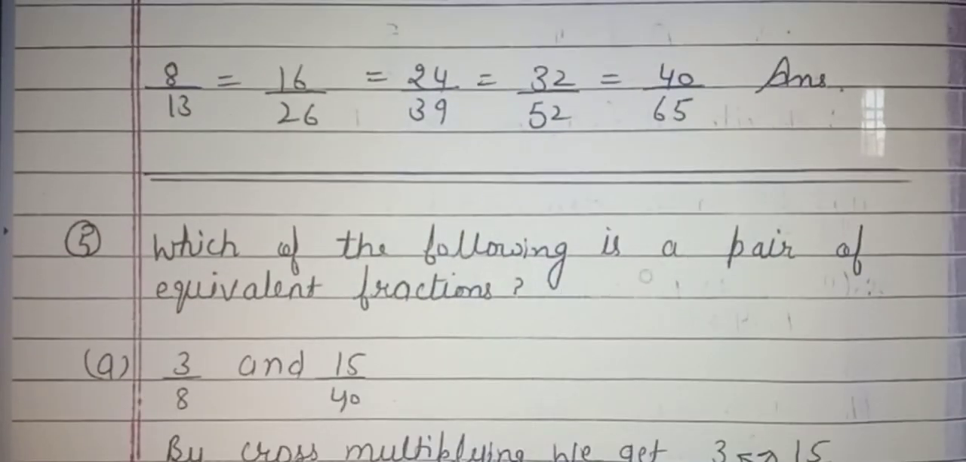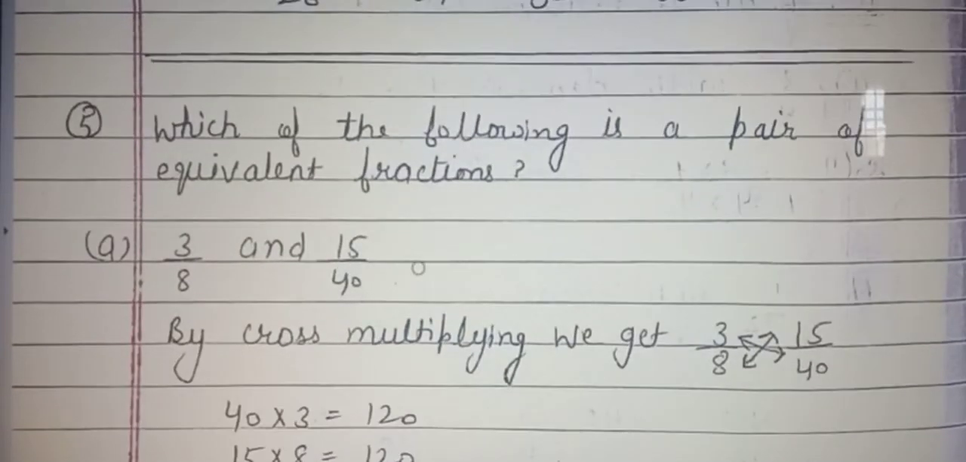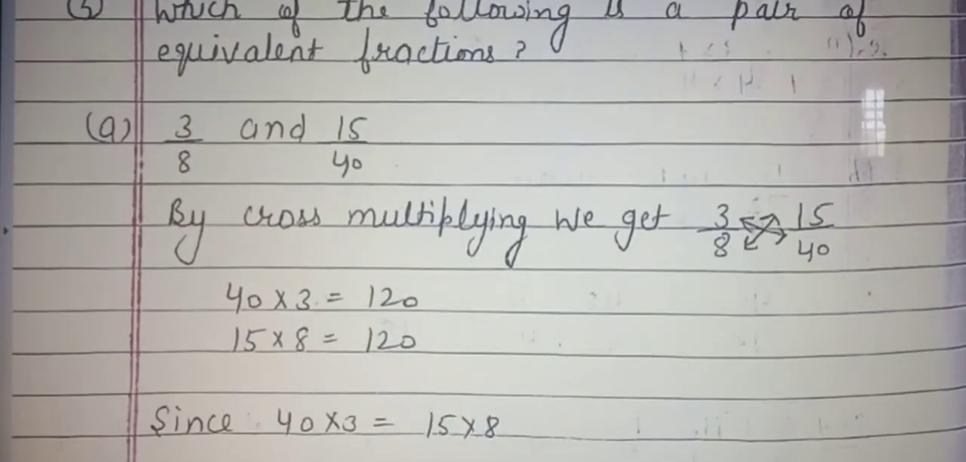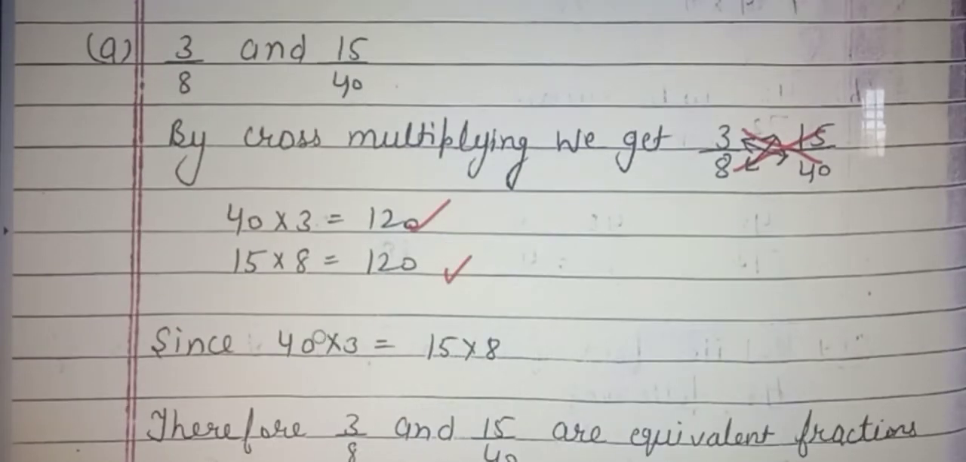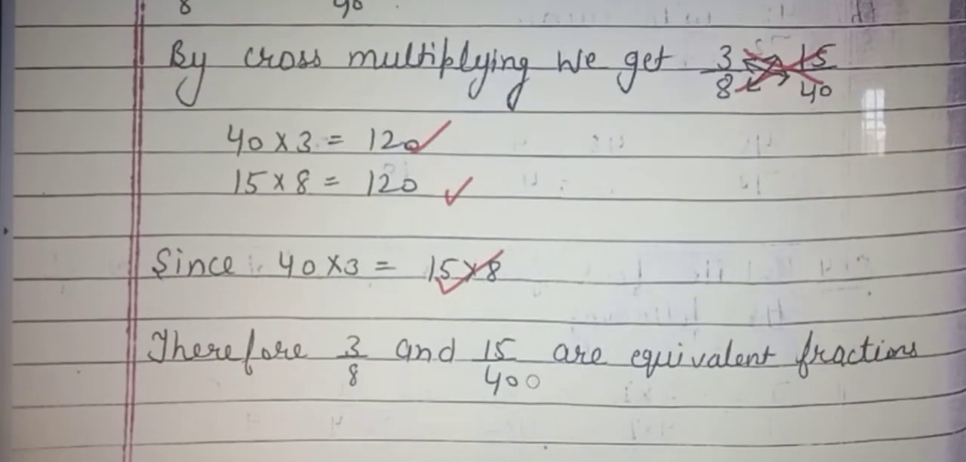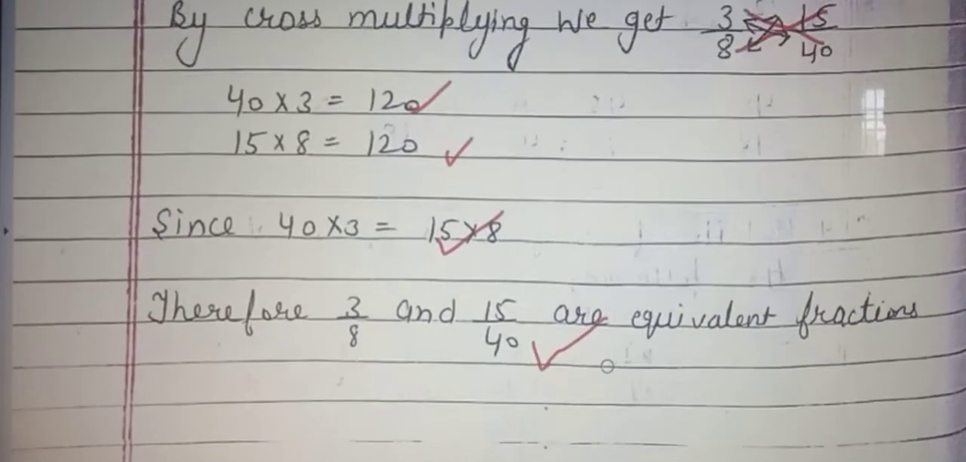Which of the following is a pair of equivalent fractions? As I already told you, to check whether fractions are equivalent, we have to cross multiply. So we cross multiply 3 upon 8 and 15 upon 40. Firstly we cross multiply 3 with 40. It gives 120. After that we multiply 15 with 8. It also gives 120. As both the products are equal, means 40 multiplied by 3 is equal to 15 multiplied by 8, we can say that these are equivalent fractions.